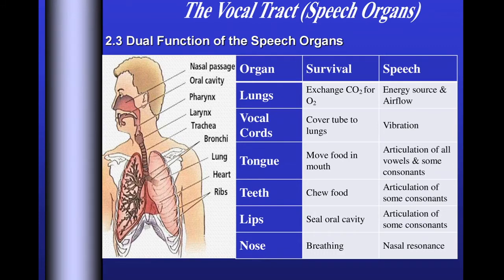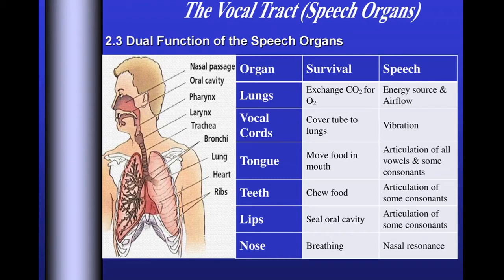Dual function of speech organs. In fact, the speech organs are used mainly for a survival function, not a speech function. The main function of the lungs is to exchange carbon dioxide for oxygen. But they have another function in speech, which is providing airflow to the organs of speech in order to produce communication. The vocal cords cover the tube to the lungs. Their speech function is vibration. The tongue moves food in the mouth; in speech, it articulates all vowels and some consonants.